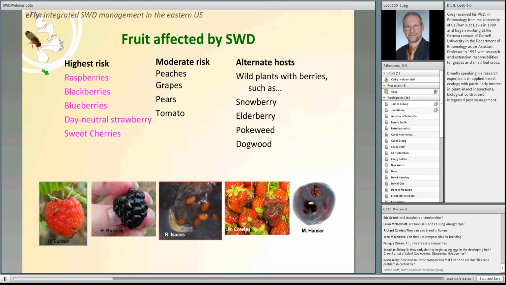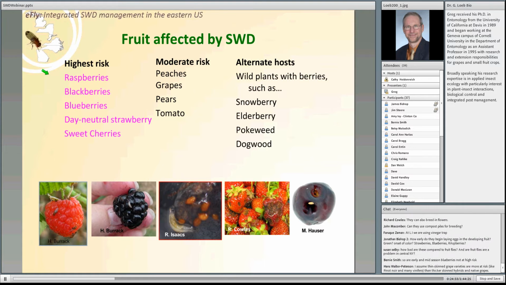Under moderate risk or even slight risk, I'm going to add now June-bearing strawberries. Now, I say this because for the last couple of years anyhow, researchers have been looking in both June-bearing strawberries and day-neutral strawberries and have found no evidence of egg laying in June-bearing strawberries. They seem to be maturing before the populations have built up to an extent that they're causing a noticeable problem. In 2012, in the Southeast, we now have reports of larvae being collected from June-bearing strawberries.